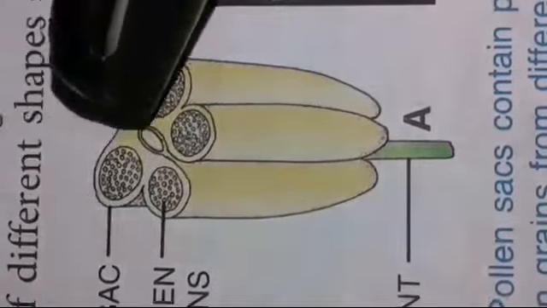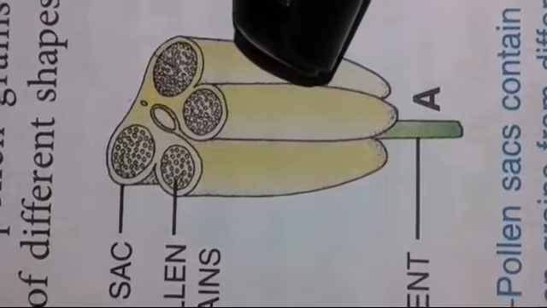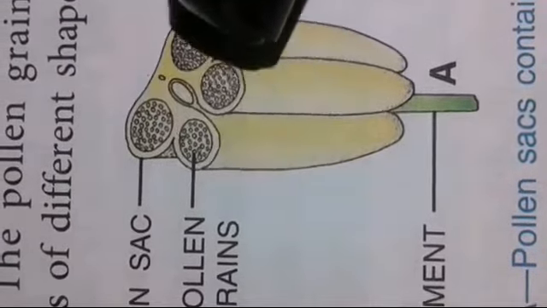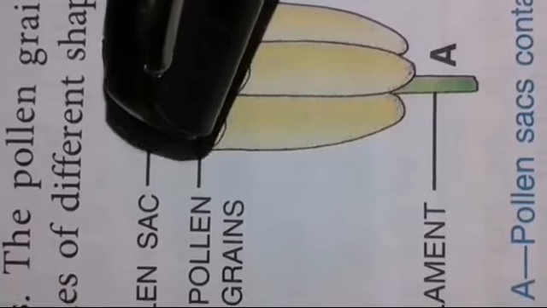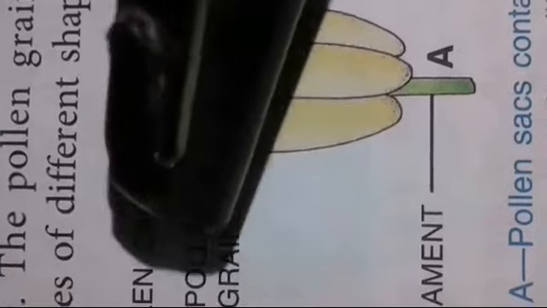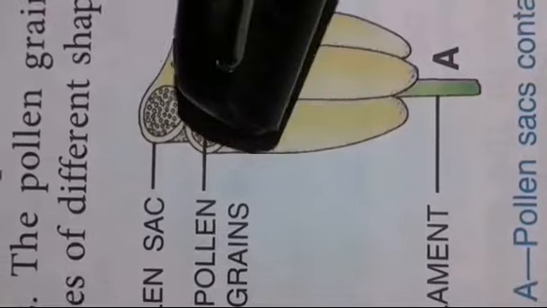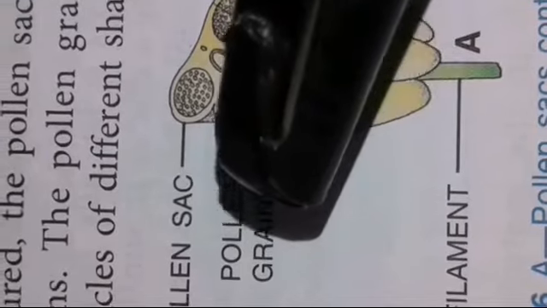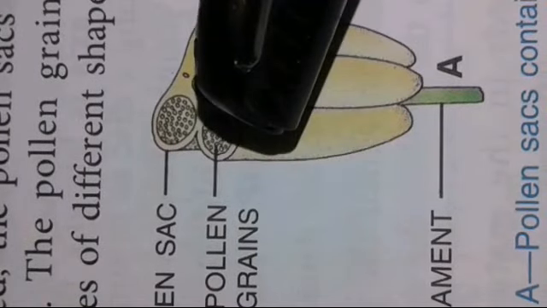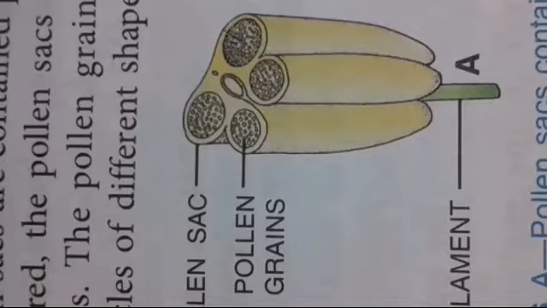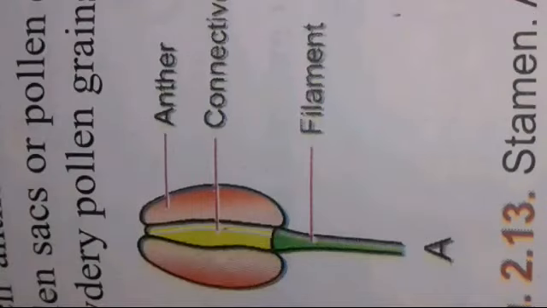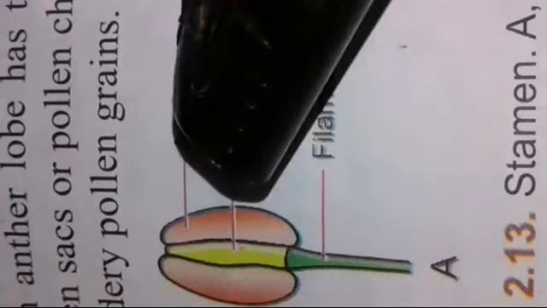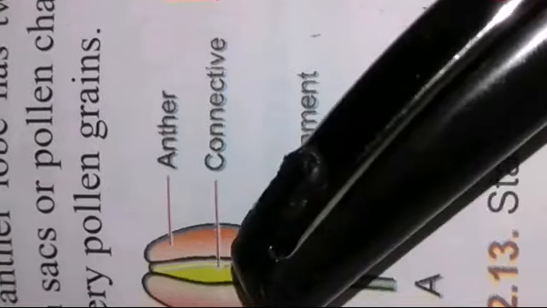Here in this diagram you can see the structure of the anther. It is bilobed, that's why here you can see 4 pollen sacs. A pollen sac is like a chamber or box where an enormous number of pollen grains are located. Pollen grains are nothing else, they are the male gametes. In this diagram, the connective is a kind of tissue which joins the two lobes of the anther together.